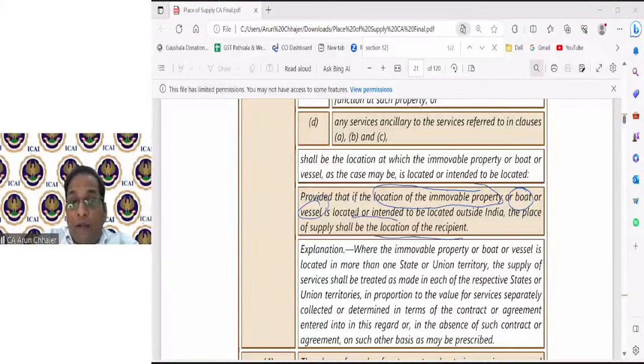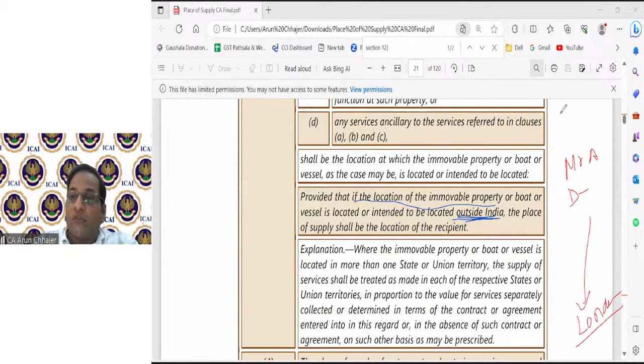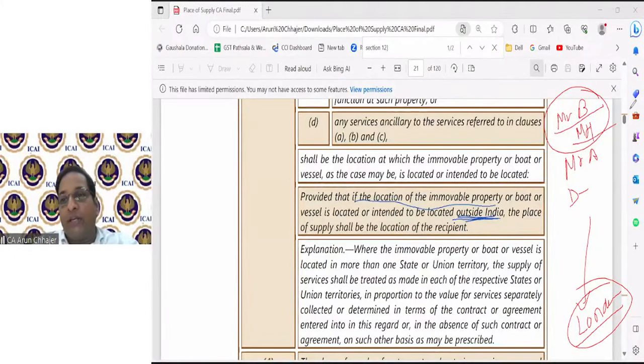And if the location of the property is outside India, it means Mr. A from Delhi is staying in a hotel in London, but the owner of that particular property in London is Mr. B from Maharashtra. Mr. B is the owner of that property. Let's say he also belongs to India.